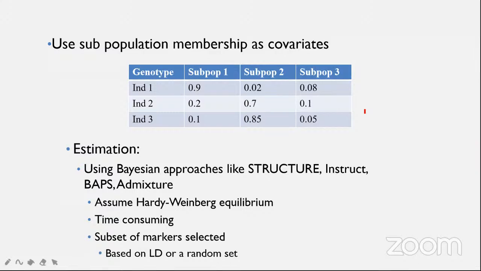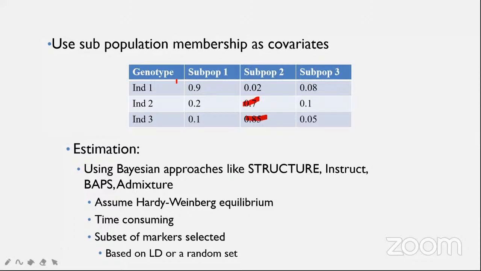So once we run the software STRUCTURE, or other programs like BAPS, ADMIXTURE, and so on, what happens is you end up saying that individual 1 belongs to subpopulation 1, 90% of it. All the 3 add up to 100% or 1, and individual 2 belongs to subpopulation 2, individual 3 belongs to subpopulation 3, and so on.